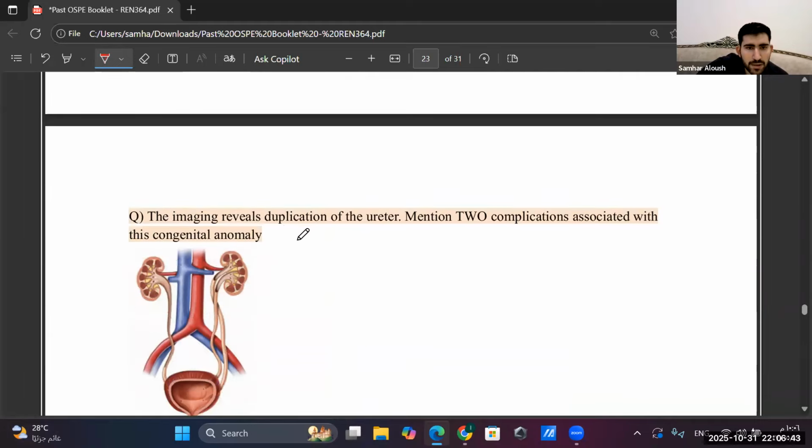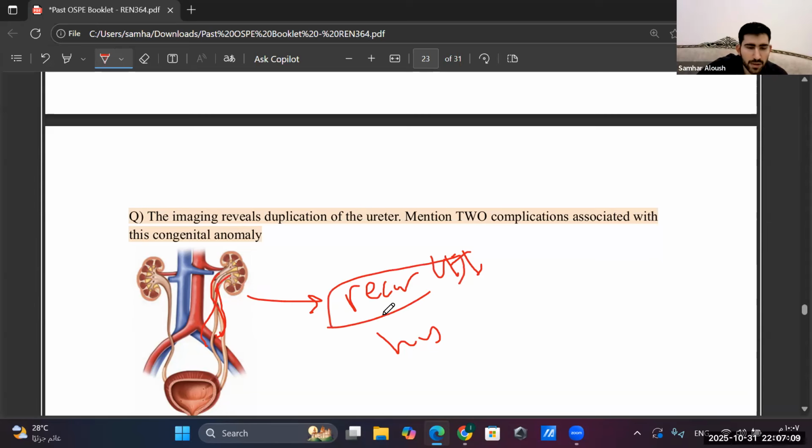The image reveals duplication of ureter. As you see here, we have two ureters on one side. What does it cause? We said in the lecture, two ureters cause recurrent UTI and hydronephrosis. Why? Because these ureters are very weak, very thin, not like the original ureter. So there will be obstruction all the time. So there will be hydronephrosis. And since the urine is always there, it will be causing recurrent UTI.